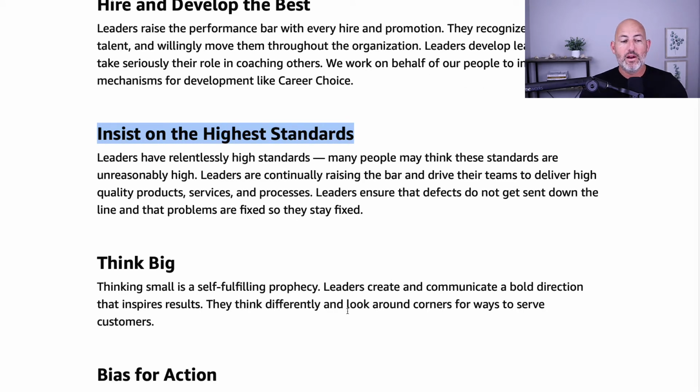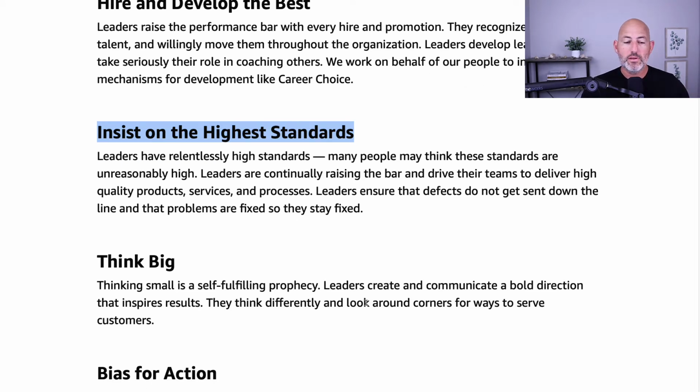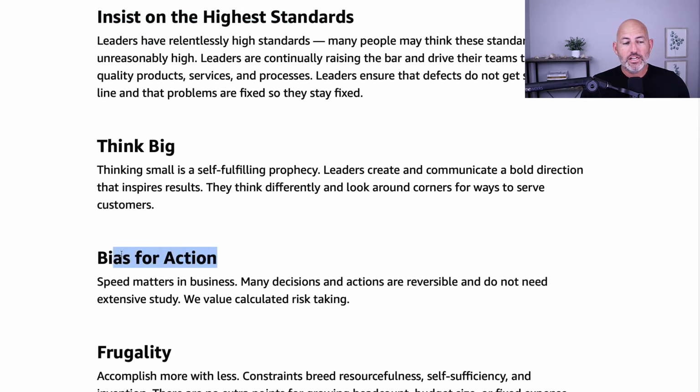Think big, right? If you're thinking small, it's a self-fulfilling prophecy. And bias for action. I think one of the ones I really agree with the most in terms of their leadership principles is this bias for action. I personally do this with my life: I have a bias for action. If the choices are don't do anything and just do analysis, or do something where maybe it's not perfect, I go for a bias for action. And I think this is really an important thing for many people to have.